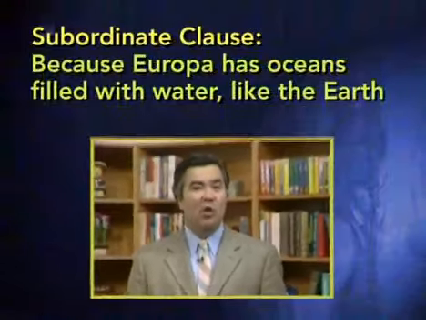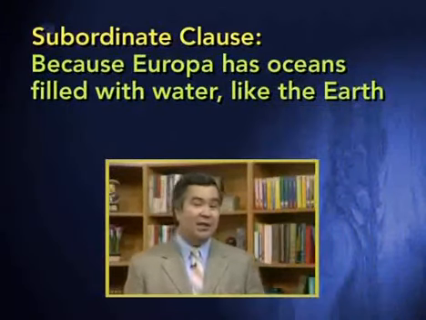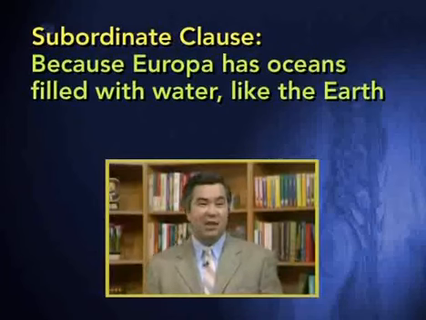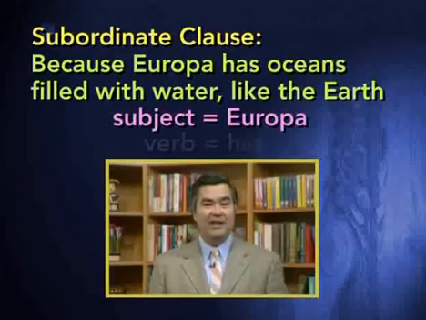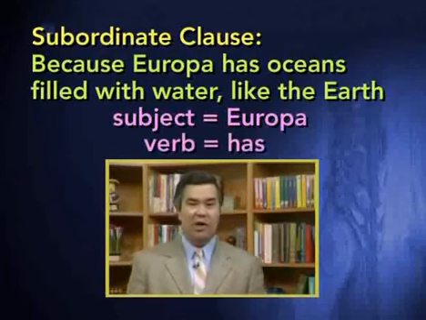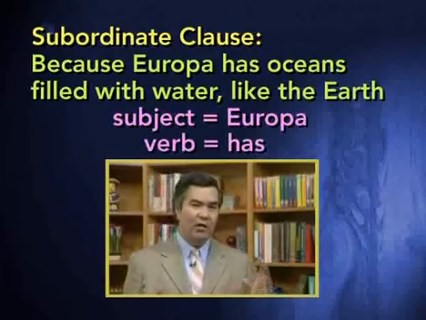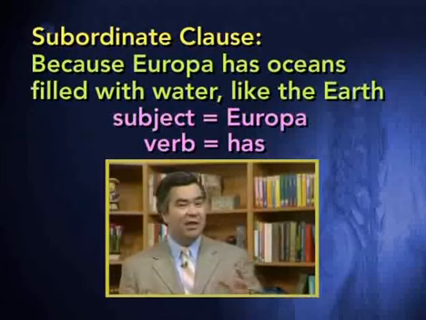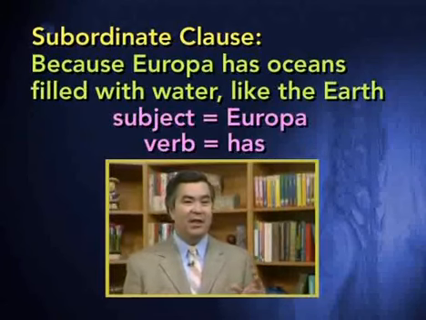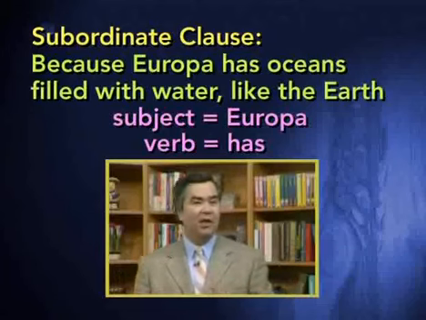Take a look at this example. Because Europa has oceans filled with water like the earth. Now, this is a clause because it does contain a subject and a verb. The subject is Europa. The verb is has. So far, so good. But can this stand alone as a sentence? No. I think if you listen to this group of words, you can see that the clause doesn't express a complete thought. It says, because Europa has oceans filled with water like the earth.